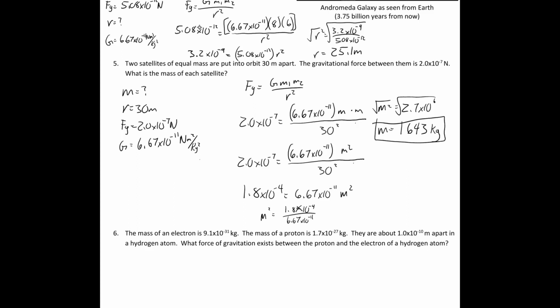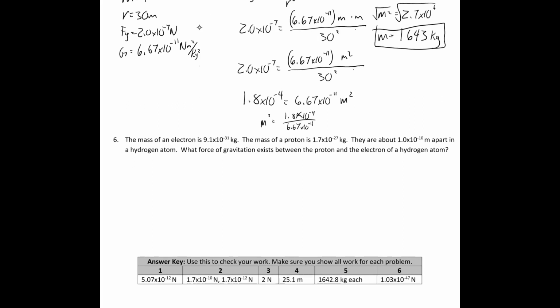All right, and then the other satellite is the same. Number 6. So, yeah, you can see you rerounded. Oh, nice. I put an answer key at the bottom of this.